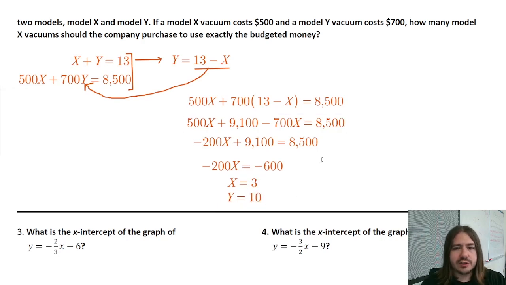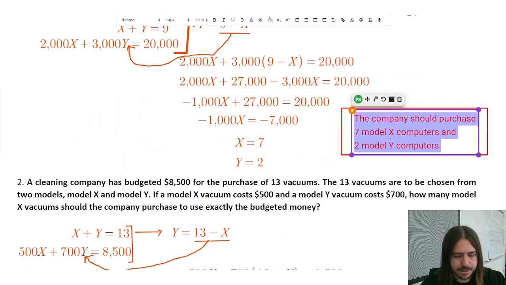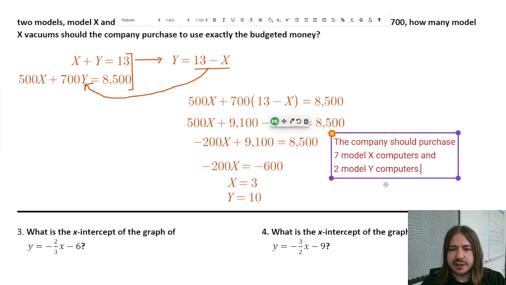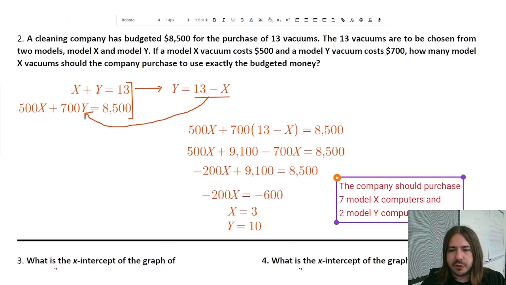So to answer this question, I'll just kind of copy what we did on the last one, since it's the same kind of idea here, except instead of buying computers, this company is purchasing vacuums. So 3 Model X and 10 Model Ys.